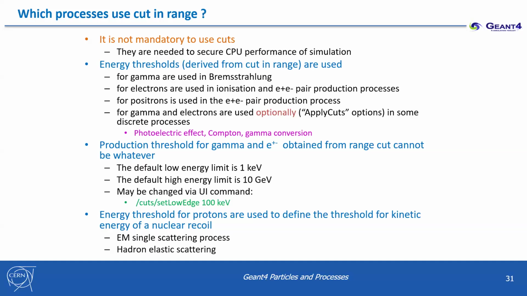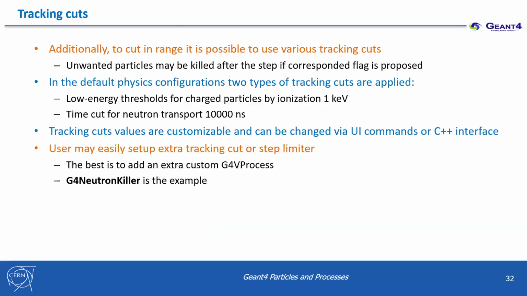And here we repeat that there may be limits and set low edge 100 keV is useful. For proton cut, we can set it to 0. In that case, in each elastic interaction a recoil will be produced with maybe very low kinetic energy. And in one step, this ion will stop. But you may increase this depending on what type of simulation you are doing.